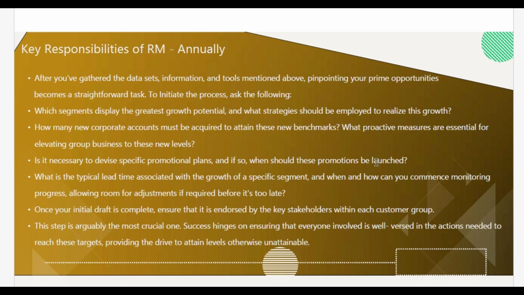So, which segments display the greatest growth potential, and what strategies should be employed to realize this growth? So, this will basically open up the areas where you need to concentrate to see which market segment you want to target in the upcoming year, and what strategies you need to follow to achieve the growth you are expected to achieve from your superiors.